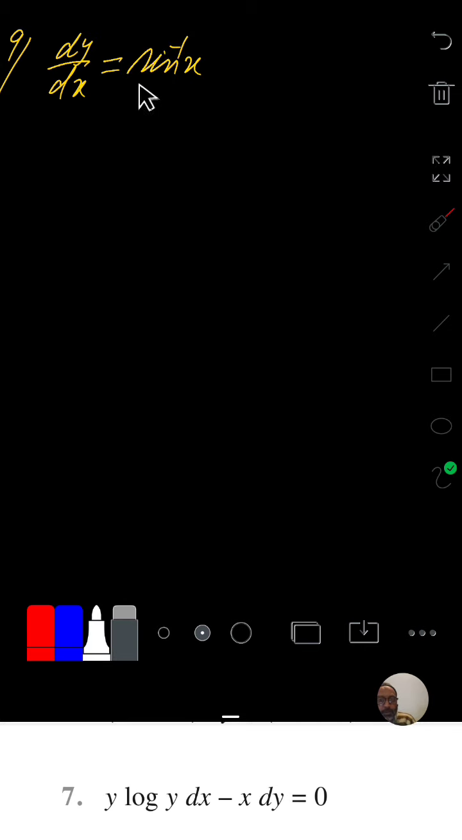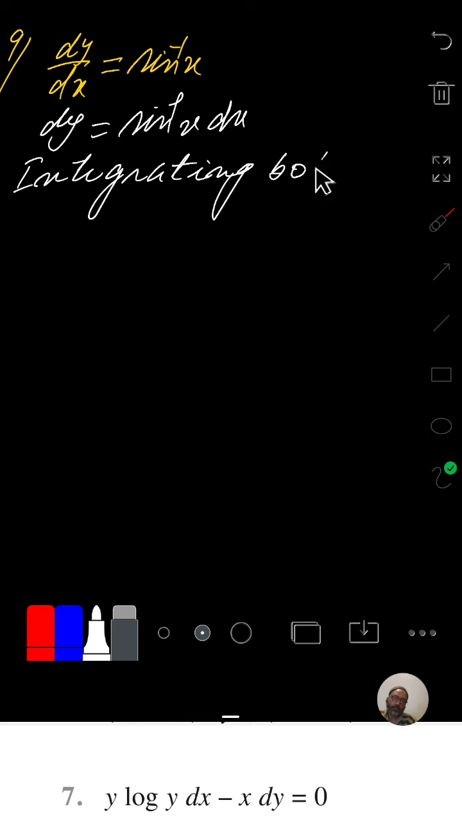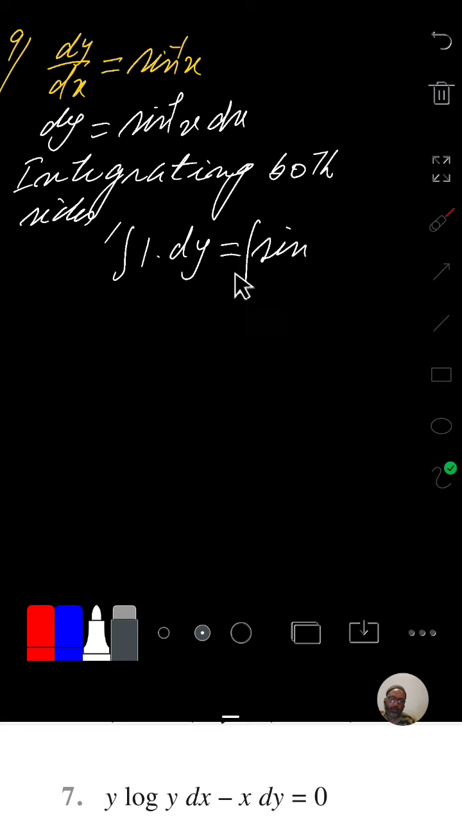So this equation may be written as dy is equal to sine inverse x dx. Integrating both sides, we get integral 1 dy is equal to integral sine inverse x dx. Integral of 1 with respect to y is obviously y, and on the right hand side we have integral sine inverse x dx.